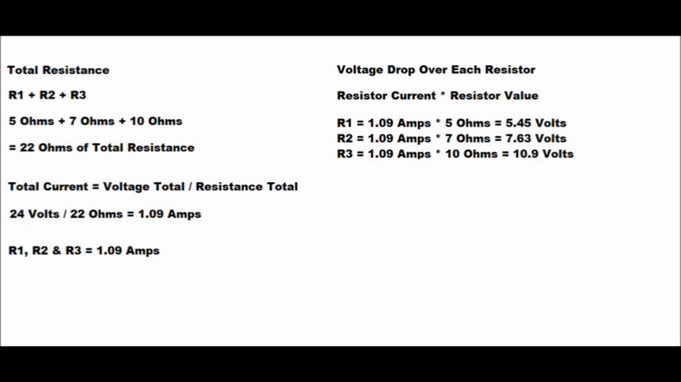Now if we take these values and add them together, we should reach the same value we have from our power supply. 5.45 plus 7.63 plus 10.9 equals 23.98. The total we have reached is only 0.02 volts of a difference to our power supply. We simply round this figure up to 24 volts. If the difference was much larger, then the calculations are wrong and need to be rechecked.